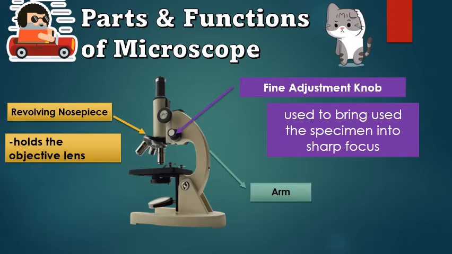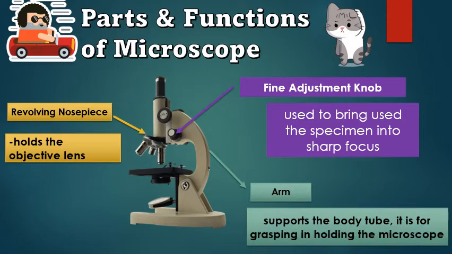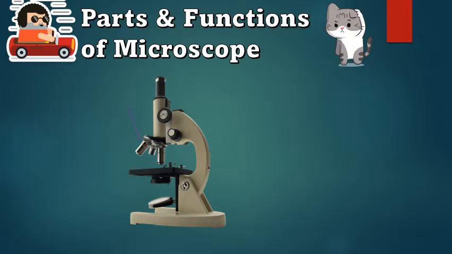Then we have the arm. It is a curved shape that supports the body tube and it is for grasping and holding the microscope while transporting. Then we have the objective lens.